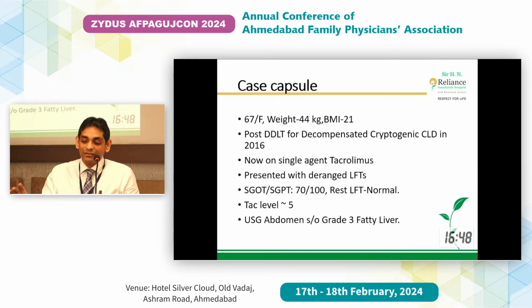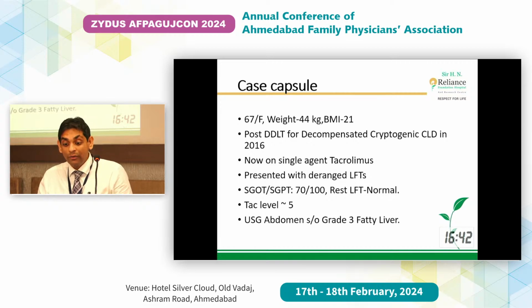To make a case for this, a 67-year-old female, weight was around 44 kgs, BMI 21, we will call it normal. She was post-liver transplant for cryptogenic chronic liver disease. We never understood the cause of her liver disease. After so many years, she was on a single immunosuppressive agent, tacrolimus. She presented to us with deranged LFTs, enzymes were 70 by 100. The rest of the LFT was okay. Tacrolimus level of 5, after 5 to 7 years of transplant, is excellent.